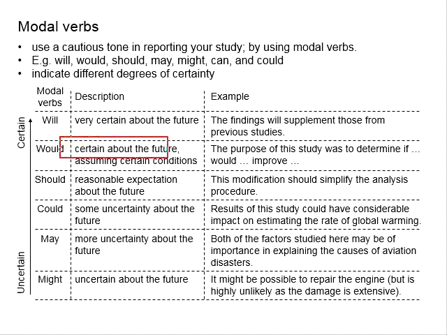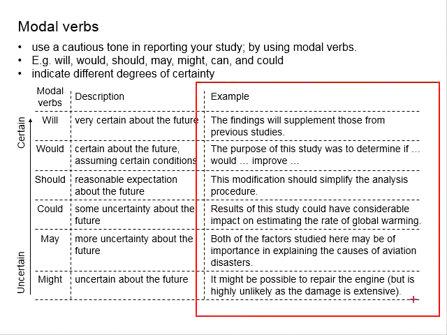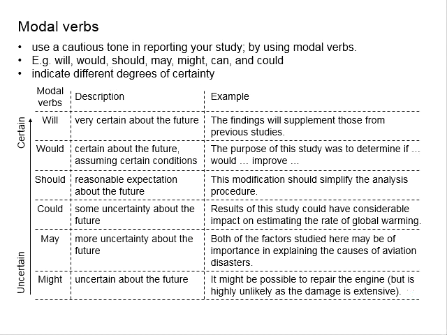that means it is certain about the future, assuming certain conditions. Only when these conditions apply, then the future is certain. And if you use will, that means you are very certain about the future. These are examples with different modal verbs indicating different levels of certainty. We will go through one by one, from the uncertain to certain.